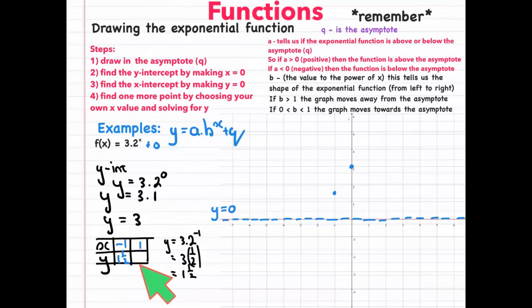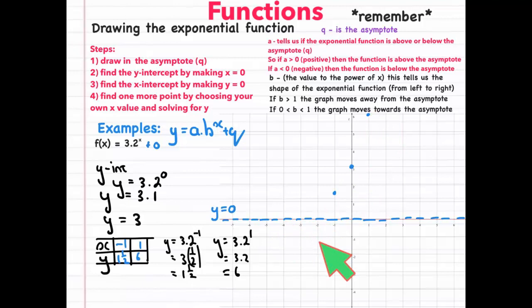And then the next one we can choose is, for example, a 1. Let's make x into a 1. So if I quickly do that sum, y equals 3 times 2 to the power of 1. So that means 3 times 2, y equals 6. So that means that y will be 6 if x is 1. So where do we find that point? 1 and 6, that's way up there.